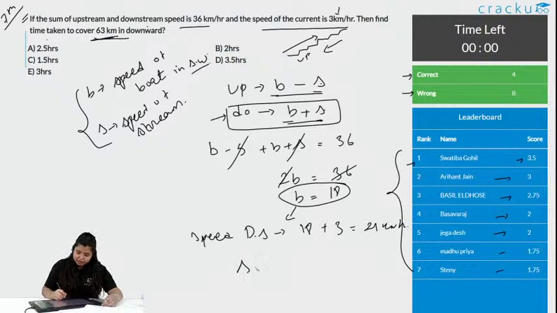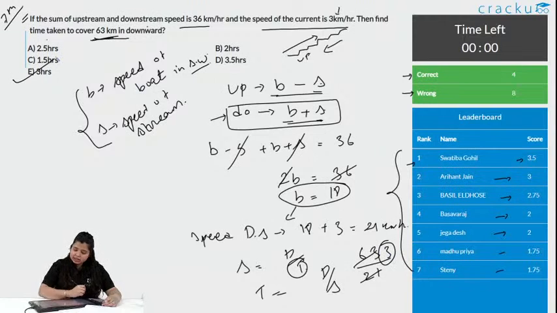Total time, so speed is equal to distance by time, we already know this. Here we need time, right. So, time is equal to distance by speed. We know the distance, it is 36, we know the speed, it is 21. What is the answer? It is 3. Option E is the correct answer.